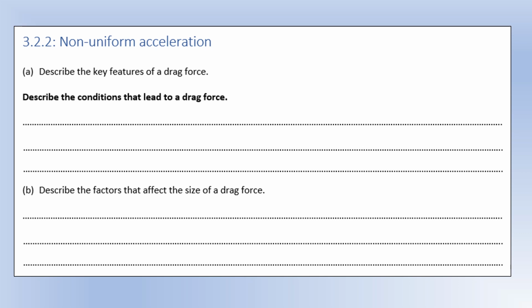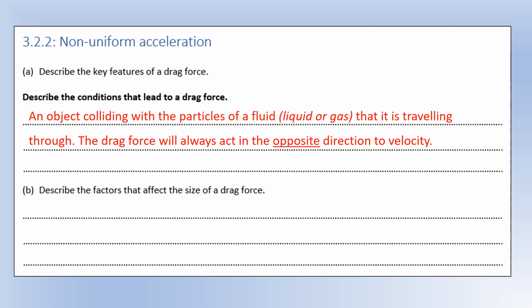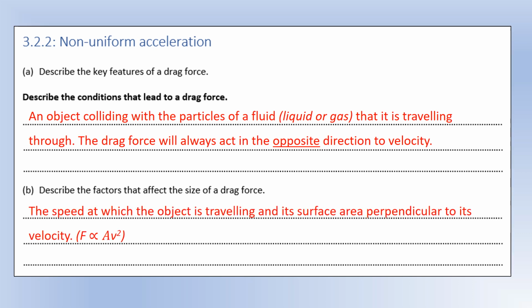Okay, so describe the key features of a drag force. First, we're going to look at the conditions that lead to a drag force. Essentially, it's caused by an object colliding with particles of a fluid, and by fluid, I mean either a liquid or a gas. We get drag from either of those two. The drag force will always act in the opposite direction to the velocity, which is a useful thing to know.